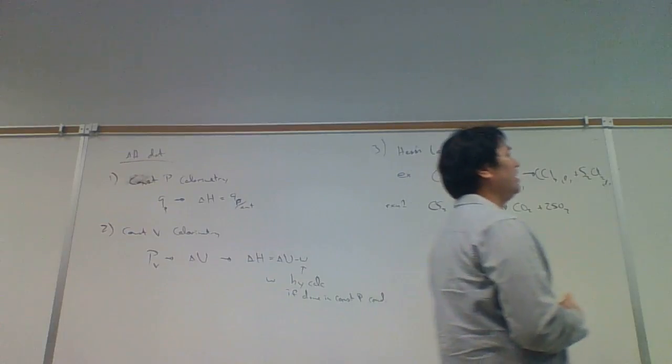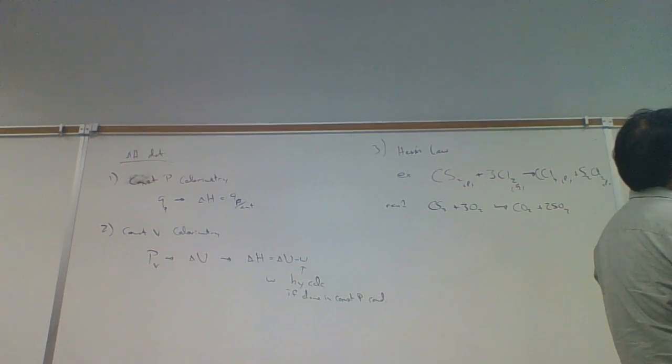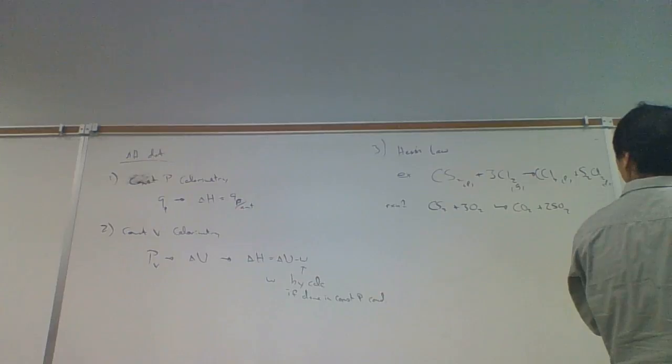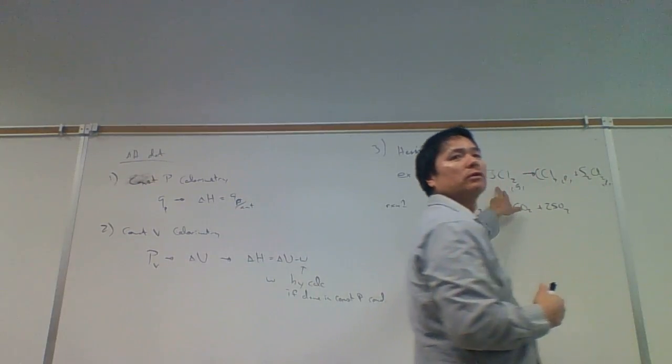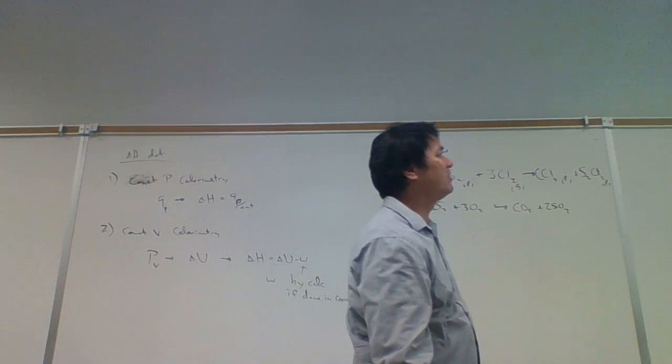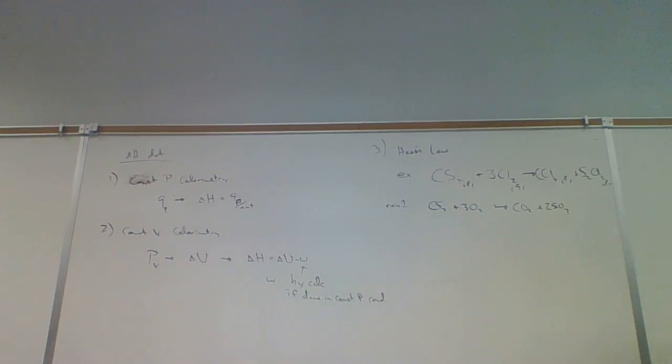Okay, then I need 3 moles of Cl2. Do any of these reactions have Cl2? Yeah, actually 3 of these reactions have Cl2. Do you see that? Reaction number 2, reaction number 3, and reaction number 5 have Cl2 on the left, and over here none of these have Cl2 on the right. And so which one should I use? Should I use reaction number 2, or should I use 3 or 5?